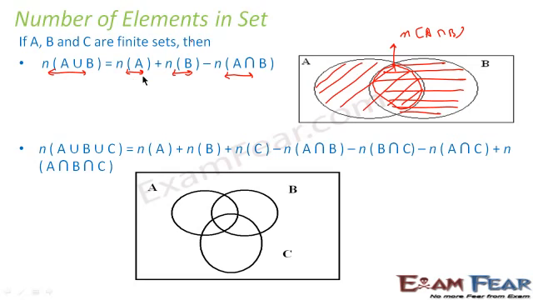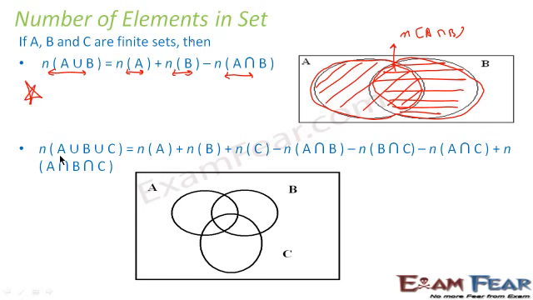The number of elements in A union B is equal to the number of elements in A, this area, plus the number of elements in B, this area, minus the area which you have calculated twice. So what you get is the whole set. This is the number of elements in A union B. This whole thing is the answer. I have got the point. The number of elements in A union B is the number of elements in A plus the number of elements in B minus the number of elements in A intersection B. It's a very important formula. Please make a note of this.